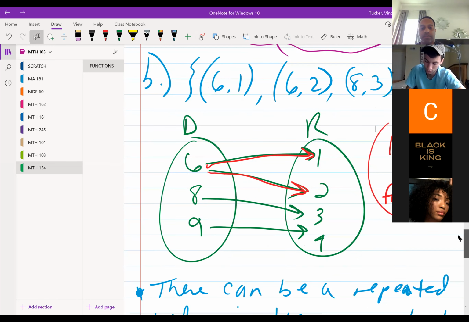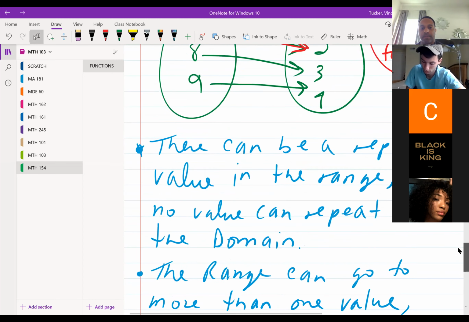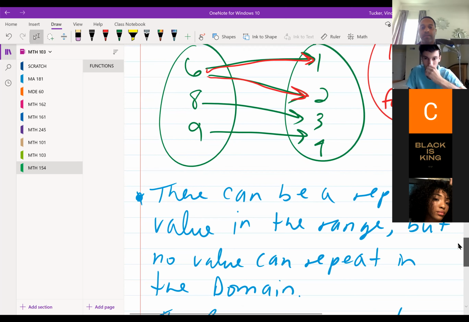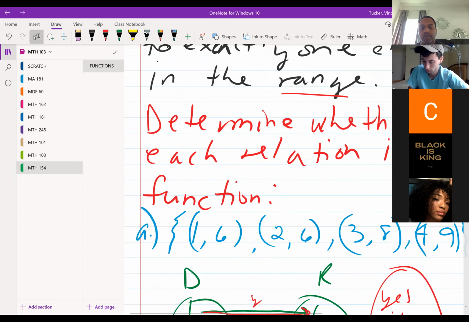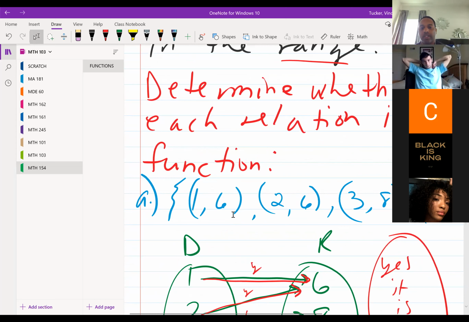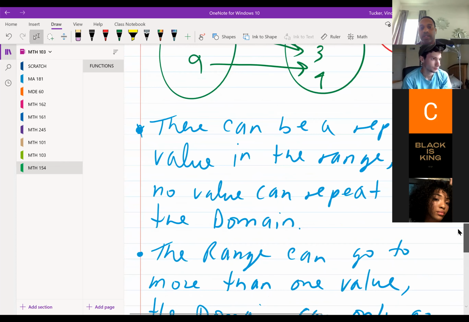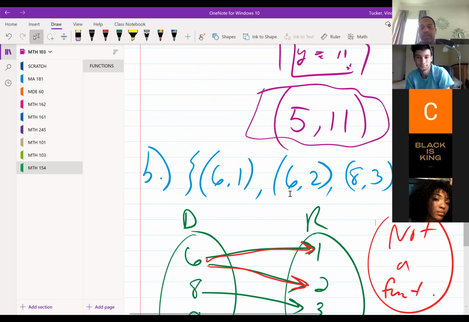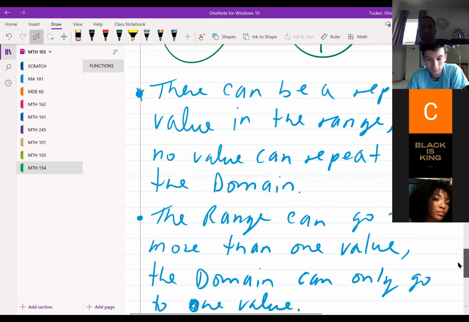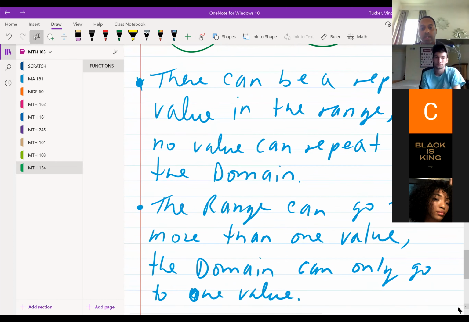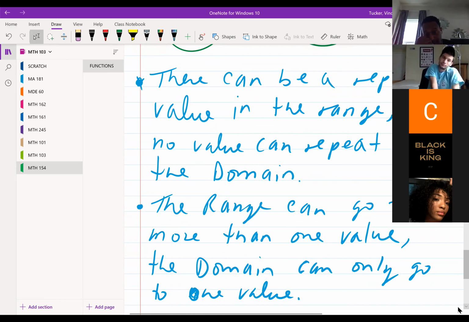All right. So here are a few different ways of wording that definition. There can be a repeated value in the range, but no value can repeat in the domain. So if we go back to what we're saying here, and I'm going to scroll back down, see how we have repeated values in your range, and that was a function. But when I had a repeated value in my domain, that was not considered a function. The range can go to more than one value. The domain can only go to one value.